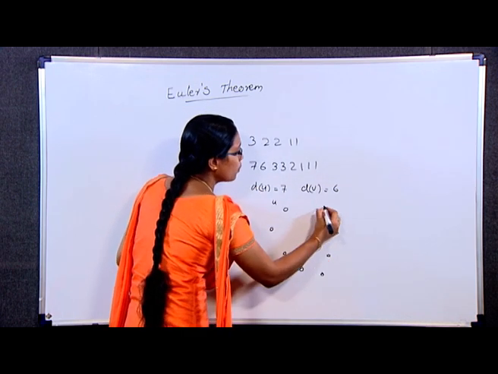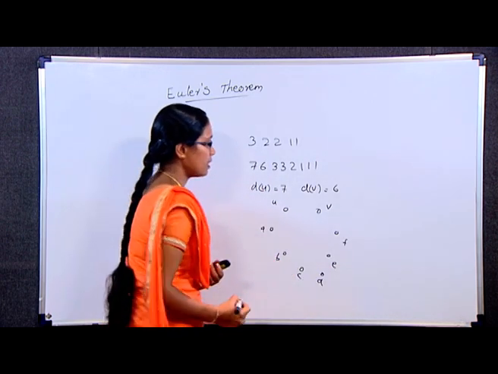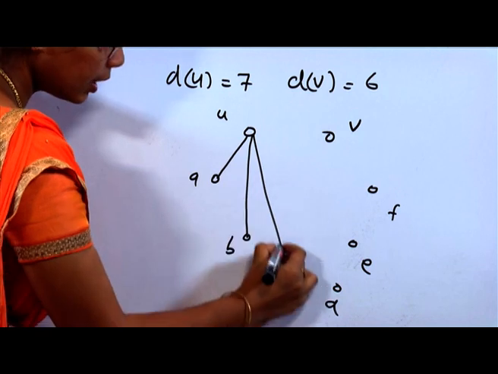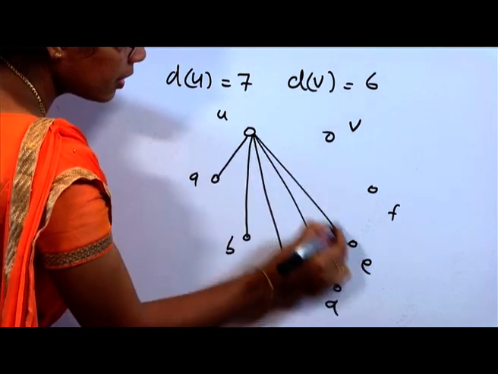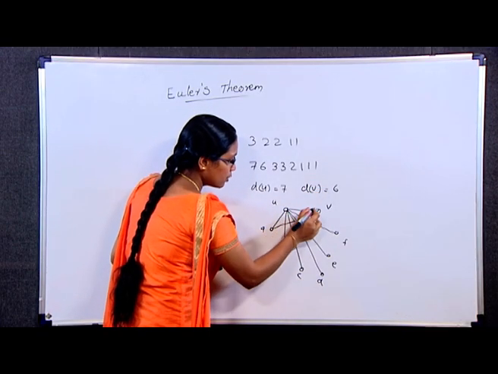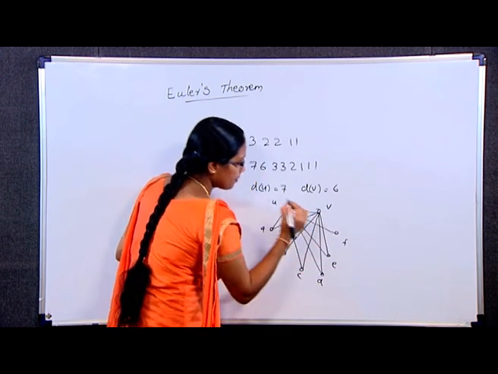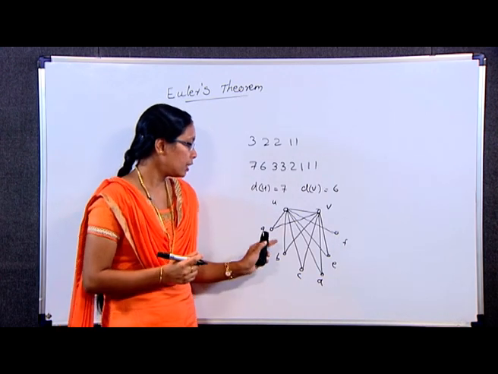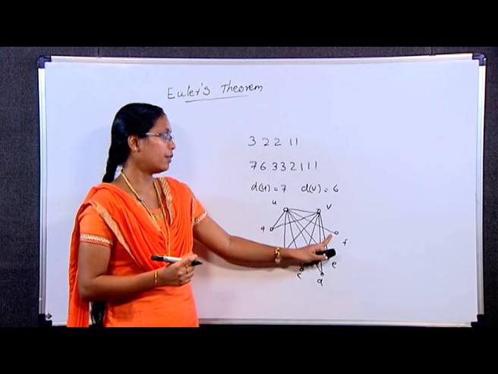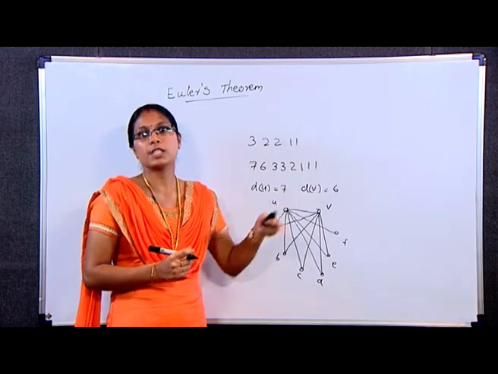Here u, v, a, b, c, d, e, f are the 8 vertices. Then u has degree 7, adjacent to all the others, and v has degree 6. Check the graph: the degrees are 7, 6, 2, 2, 2, 2, 2 and 1. But in our question, 3 of them have degree 1, which is not possible.